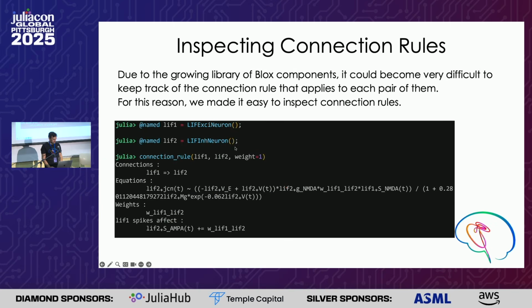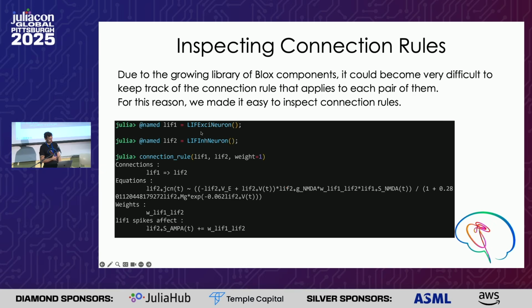These connection rules, you can print them. We have pretty printing of the connection rules. Unfortunately, we don't have pretty printing of the blocks, so they've been semicoloned out. But the connection rules can show you what objects they're connecting, what those equations are, and what the weights are.